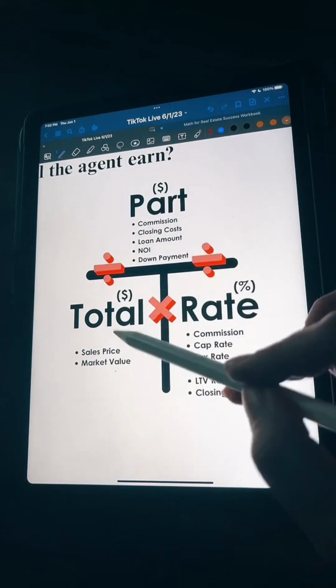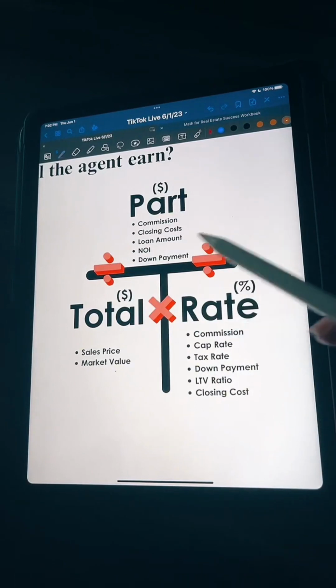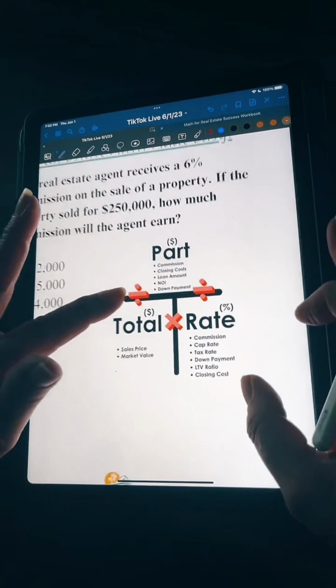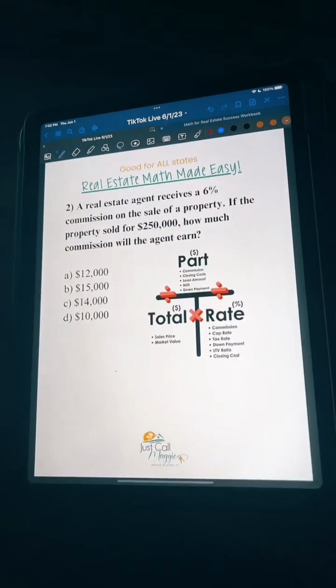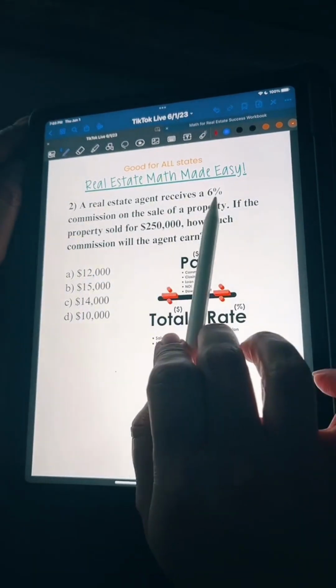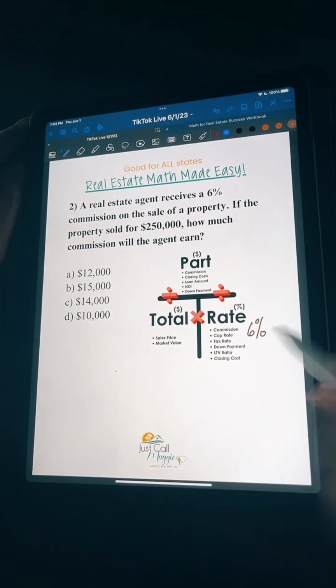Where these are placed depends on whether you divide or multiply. If you have a part over a total, you're going to divide. If you have a part over a percent, you're going to divide. If you have a total and a rate, you're going to multiply. So this takes out all the guesswork on whether you have to multiply or divide.